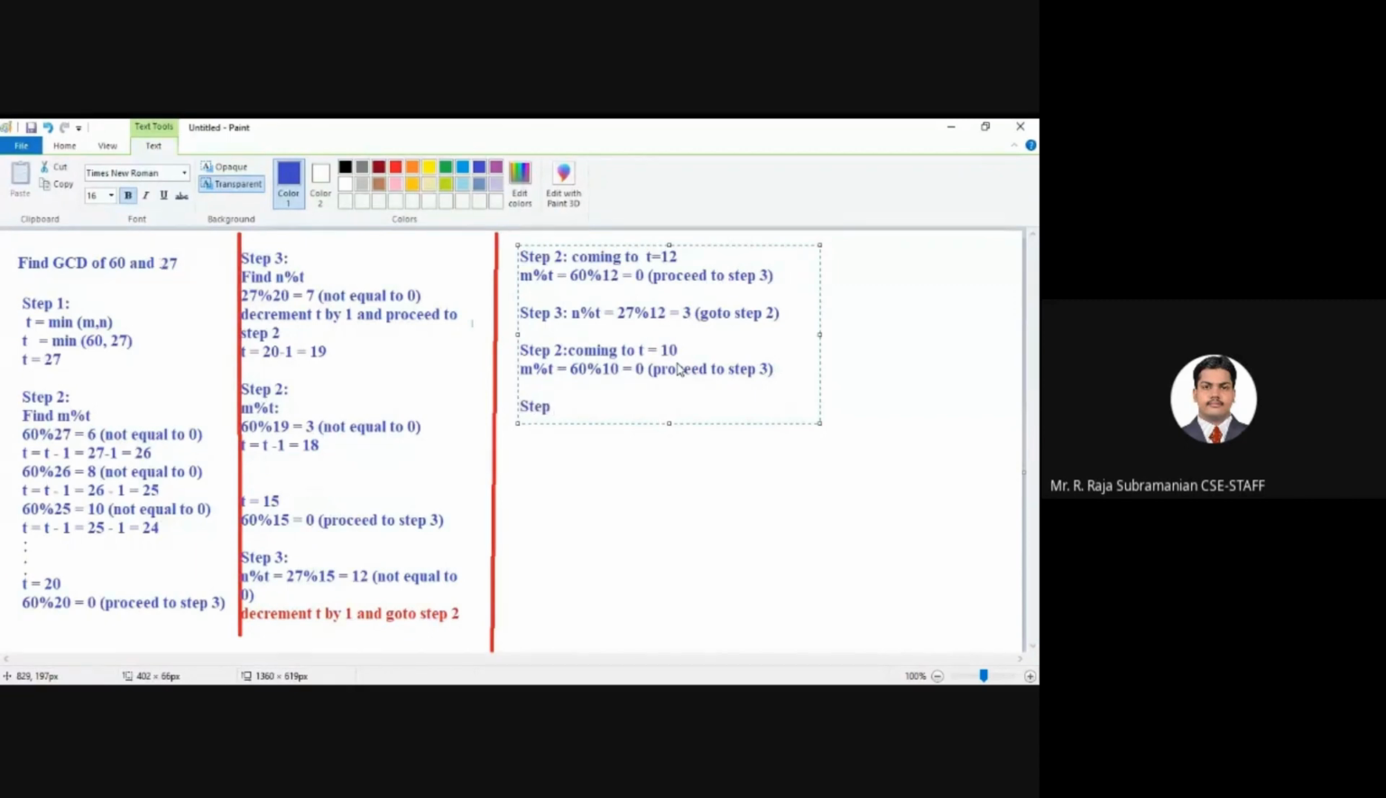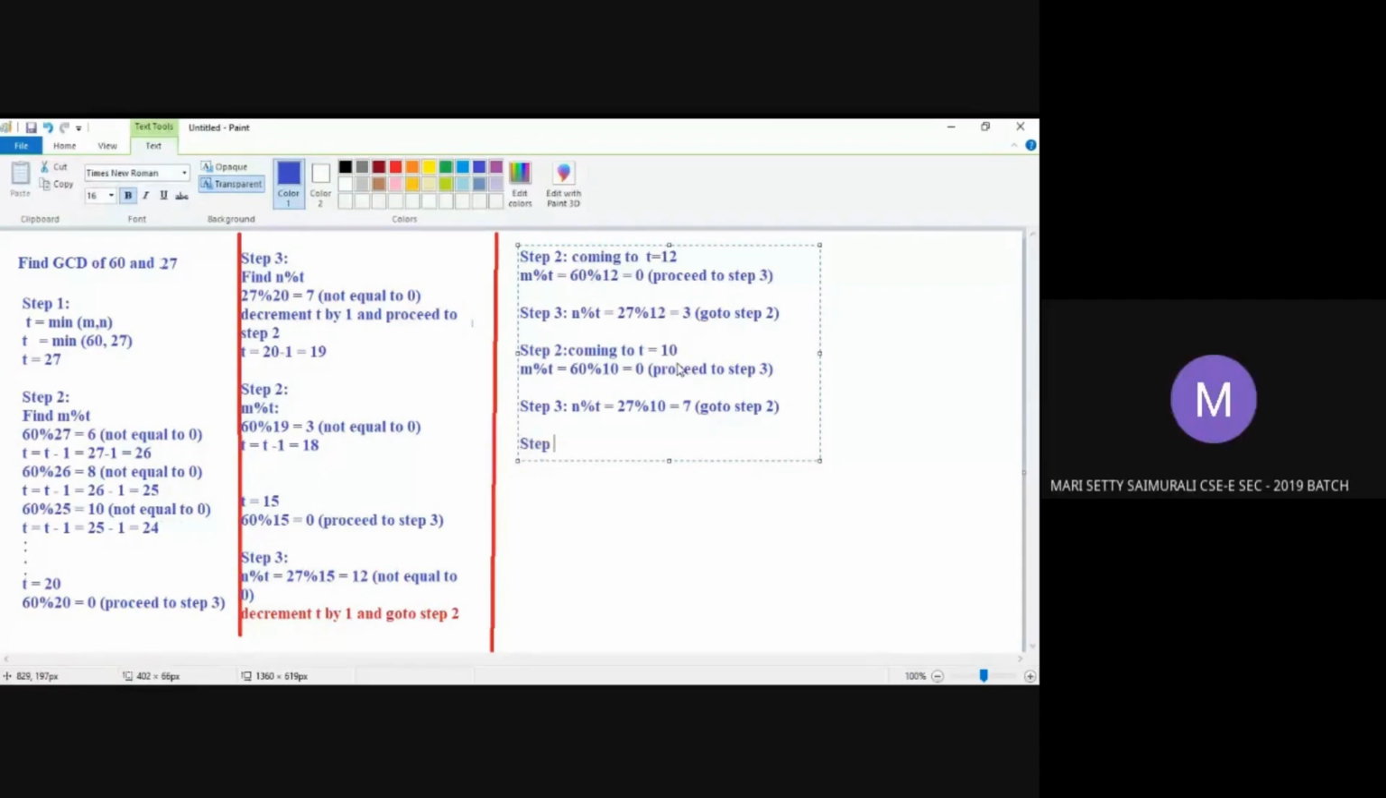And in step 3, I write n mod t is equal to, what will be the thing? 27 mod 10, and again it will give me 7. Go to step 2. And again the 10 will change, up to 5 it will come, and 5 also will not support me. So what is the value that will support me?